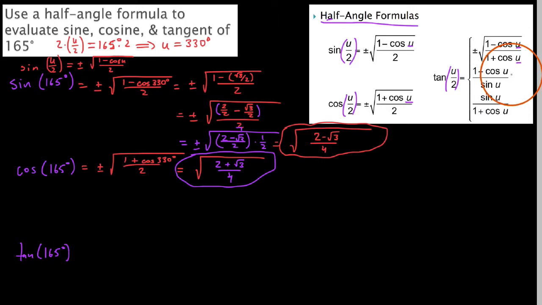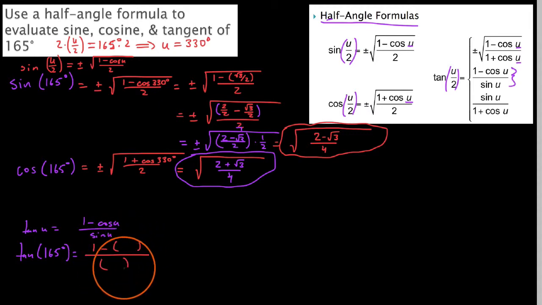I am actually going to use this one right here because it has a monomial divisor. I like when that happens, and I think it'd be the easiest one to use, most efficient. I could use any of them. So we have the tangent of u is equal to, in this particular case, 1 minus the cosine of u over sine of u.